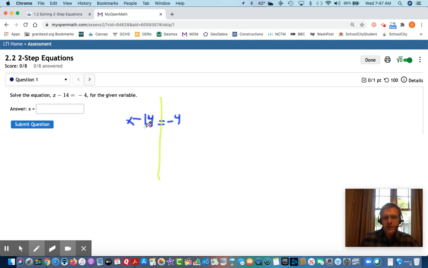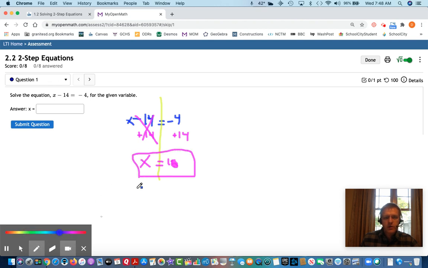So to get the x by itself, you want to get rid of this minus 14. So to do that, you're going to add 14 to both sides. Now, you could have chosen to add 20 or divide by 6, or you could literally choose anything. The problem with any of those other choices is you make the problem harder instead of easier. x is equal to 10. Whoops, that's supposed to be a 10. There we go.